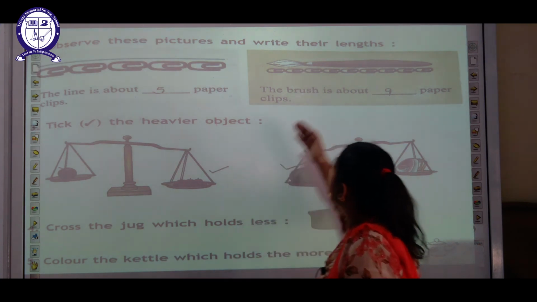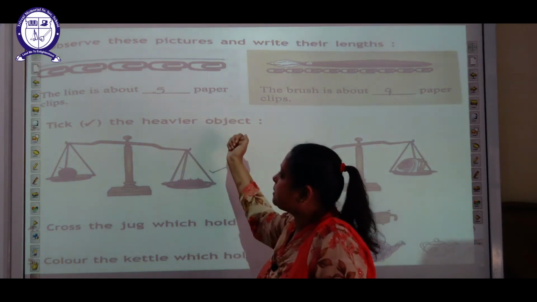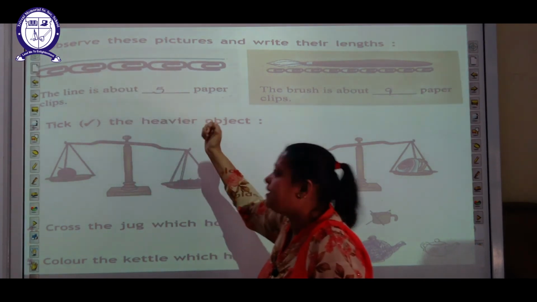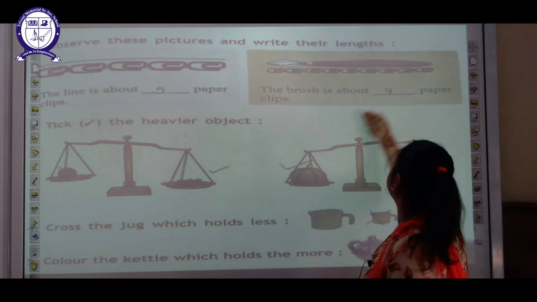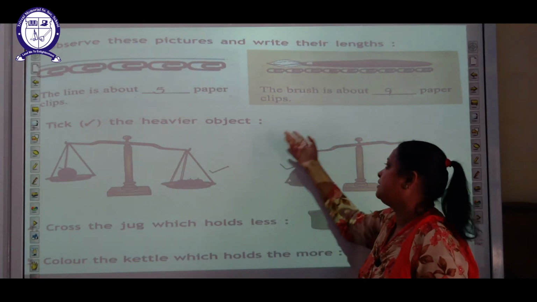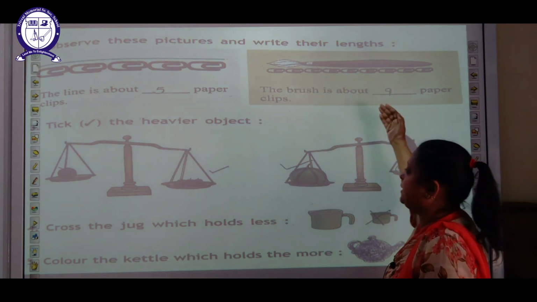Observe these pictures and write their lengths. The line is about dash paper clips. How many paper clips? 1, 2, 3, 4, 5. In this, the brush is about dash paper clips. Let us count the paper clips and you will get the answer. 1, 2, 3, 4, 5, 6, 7, 8, 9.